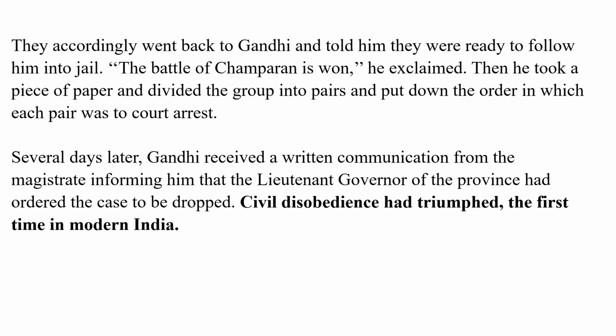And then Gandhi made the whole plan, divided the group into pairs, and set the sequence in which they would be going to jail: if one particular person is arrested, then another one will take charge, and so on. Several days later, Gandhi received a written communication from the magistrate informing him that the Lieutenant Governor of the province had ordered the case to be dropped. All the charges against Gandhiji were dropped.